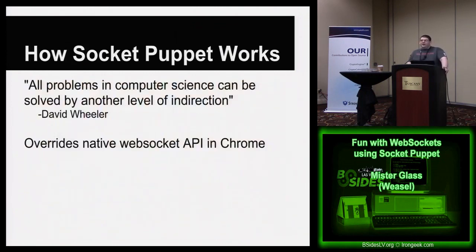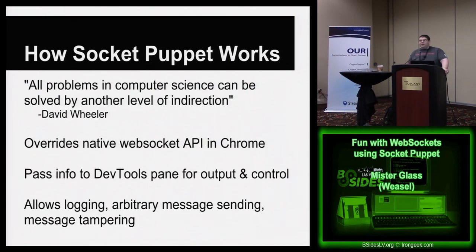All problems with computer science can be solved by another level of indirection. It's a quote from David Wheeler. He had the first PhD in computer science. And it pretty much holds true. So what I did is I added a layer of indirection inside the browser. SocketPuppet is a Chrome extension, and it overrides the native WebSocket API in Chrome. It just kind of sits on top, and we'll get to how that works in a bit. It passes the information into DevTools, so you can use it, control it, etc. And I have features for logging, sending messages, and tampering with stuff.